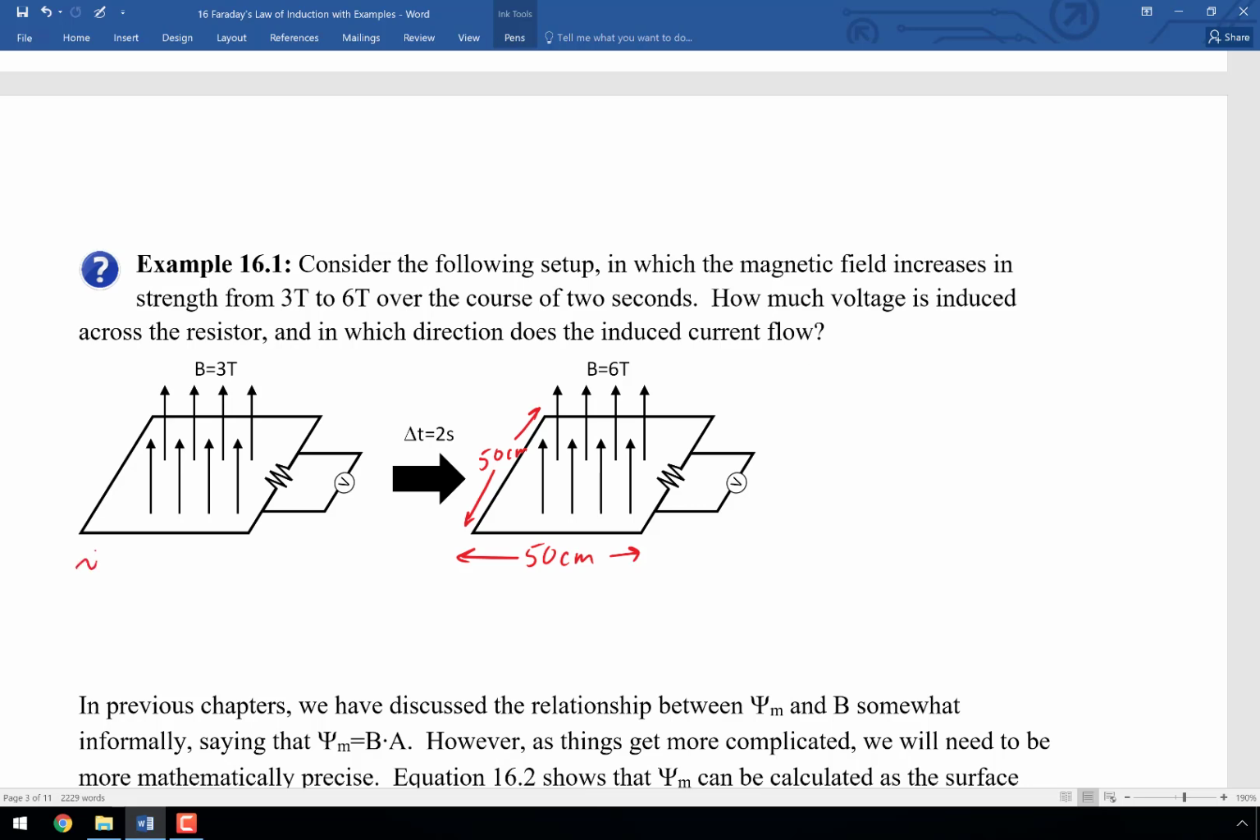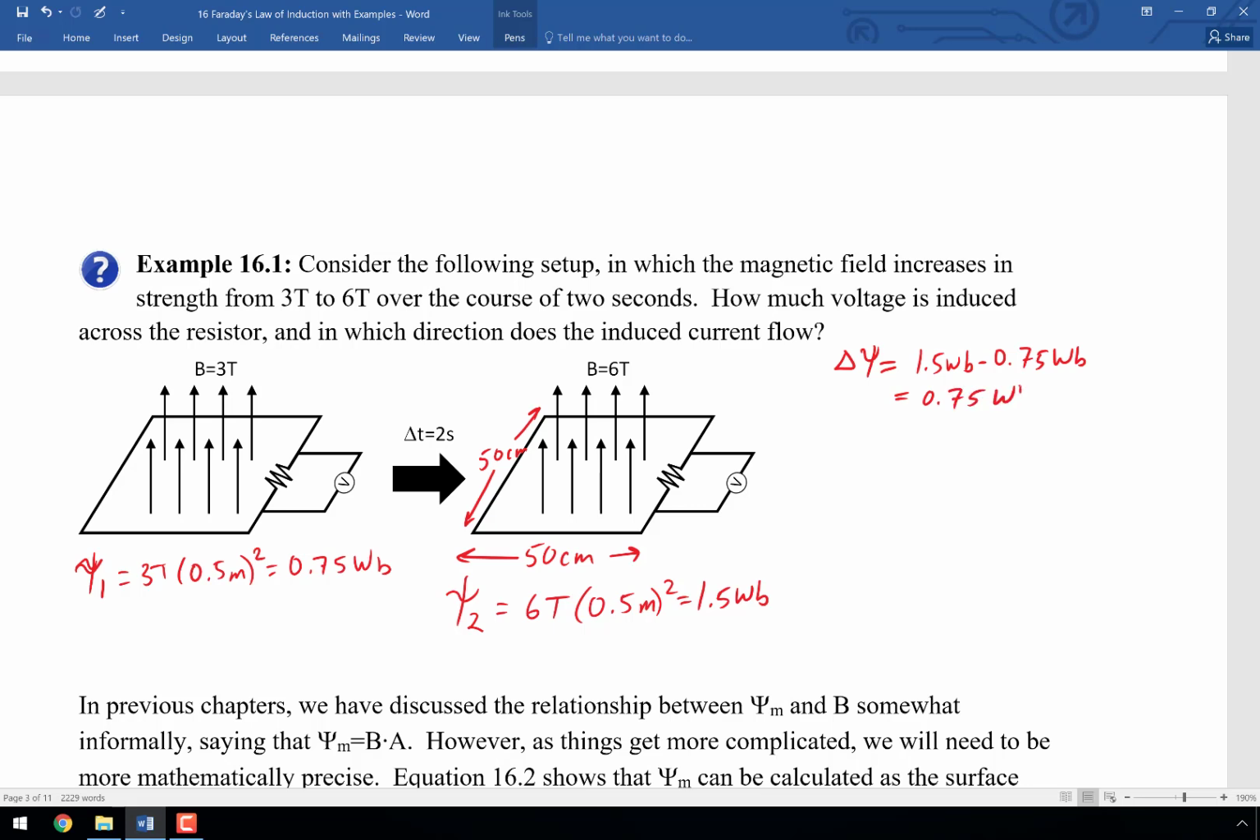Well, we can calculate psi 1. So psi 1 is over here, and that's equal to 3 Tesla times 0.5 meters, the quantity squared, which is going to give me 0.75 Webers. And then so that's psi 1. Psi 2 is going to be equal to 6 Tesla times 0.5 meters, the quantity squared, which gives me 1.5 Webers. Delta psi is going to be equal to 1.5 Webers minus 0.75 Webers, which is equal to 0.75 Webers.